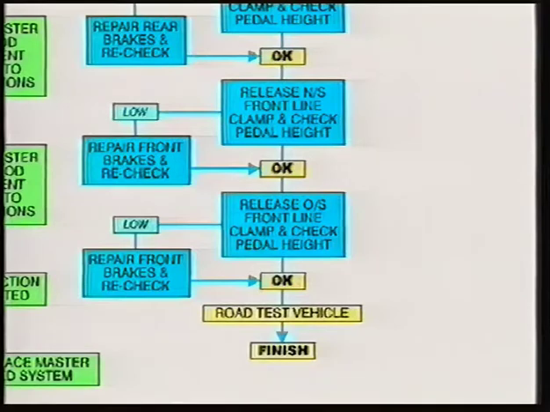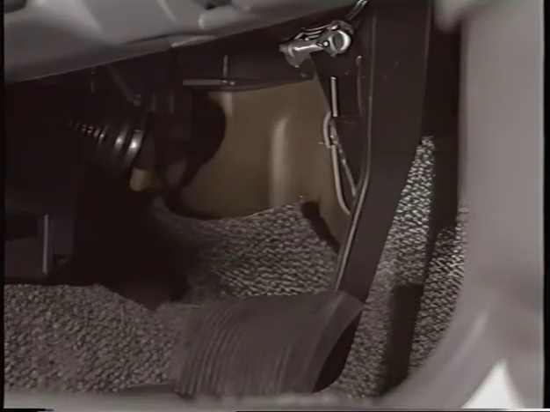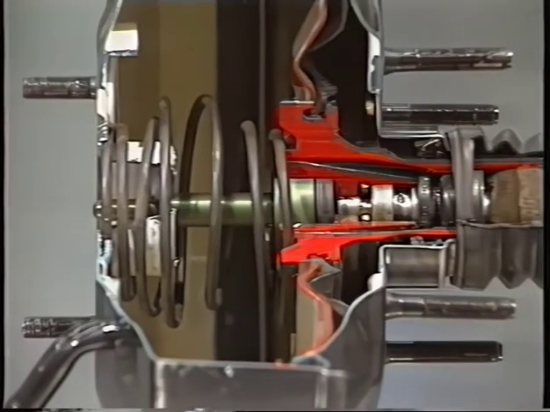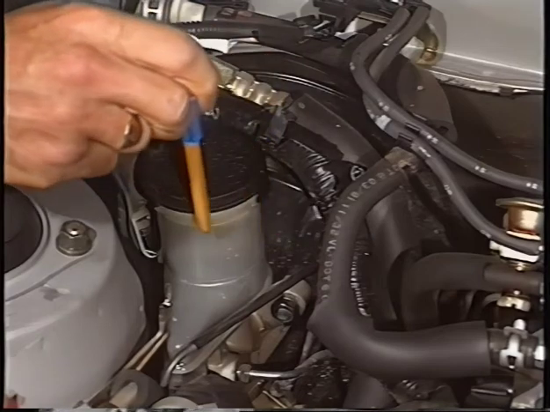That now completes this path on the flowchart, and we shall now turn our attention to the second path of the chart. This is the path that would have been taken if, after clamping off all the flexible hoses, the brake pedal was still abnormally low. In this section, we shall examine the pedal assembly, booster input rod adjustment, booster output rod adjustment, booster, and master cylinder condition.